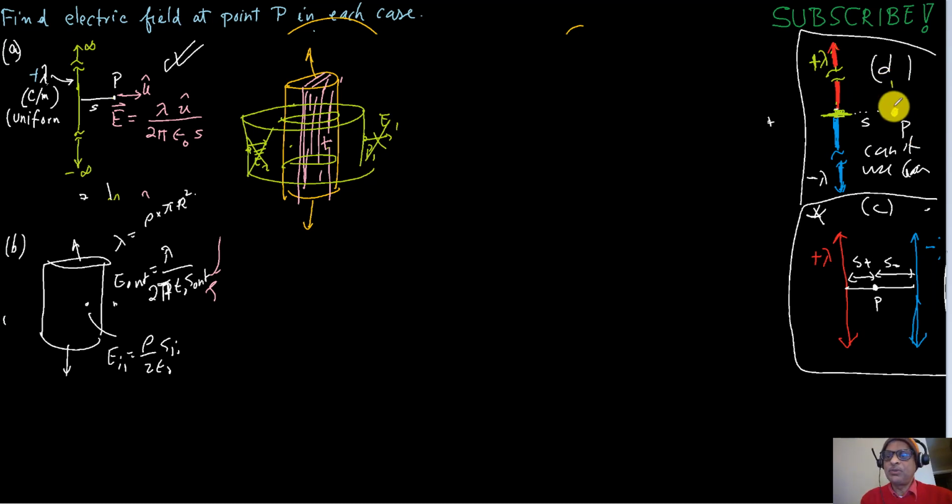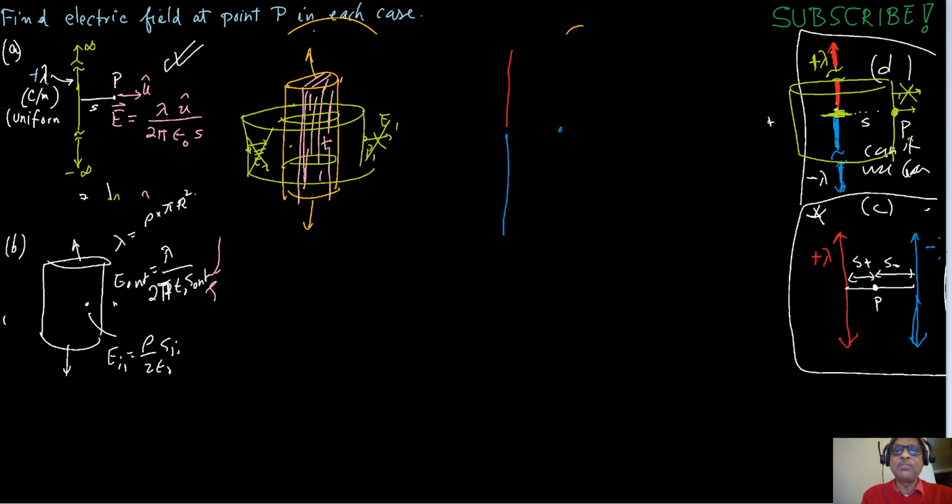Again, can I use Gauss's law on this surface? Clearly not going to work, because the electric field here is not the same as the electric field here. There's no cylindrical symmetry here. So how do you do it? Well, you only have one recourse. You can find the electric field of this half and the electric field of the other half at this point.